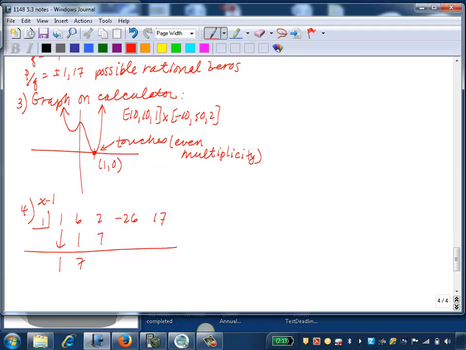7 times 1 is 7. 2 plus 7 is 9. 9 times 1 is 9. Negative 26 plus 9 is negative 17. And then negative 17 times 1 is negative 17. 17 and negative 17 give us 0. So we got a remainder of 0, so we verified that x minus 1 is a factor, which means that 1 is a 0.